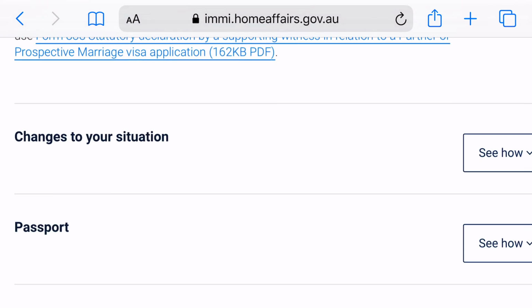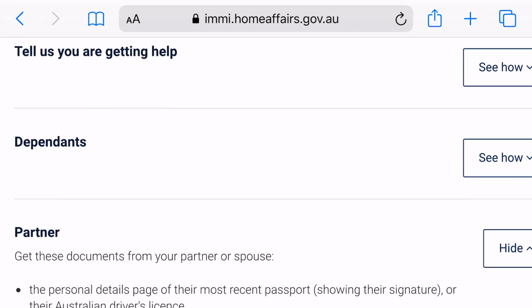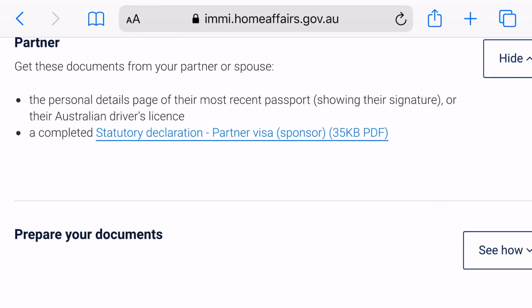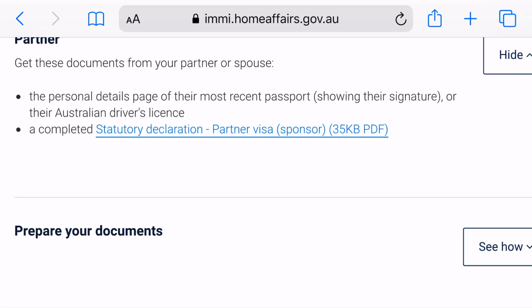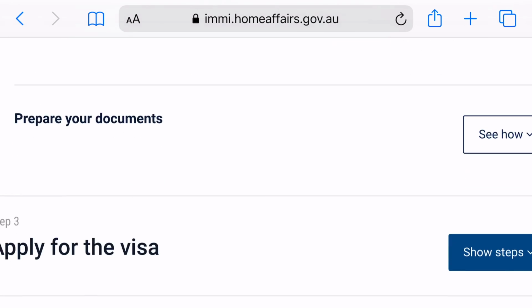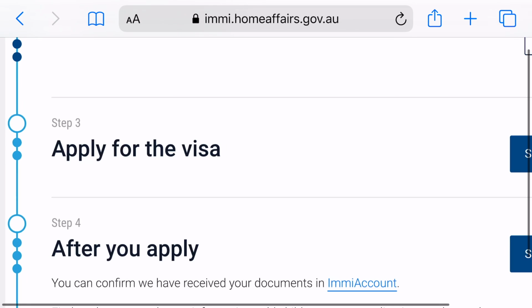Changes to your information: you need to provide passport, character documents, dependents. Statutory declaration, partner visa sponsor. For this I have already uploaded a video. The link is going to come in the description. Prepare your documents, apply for the visa.